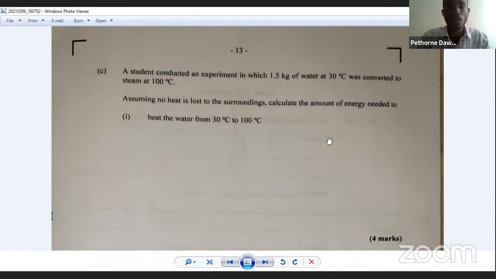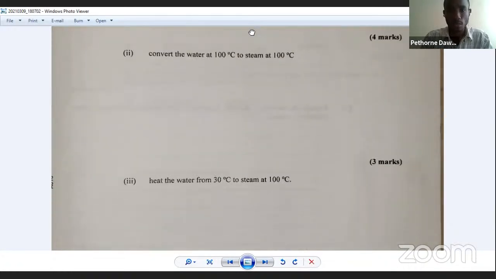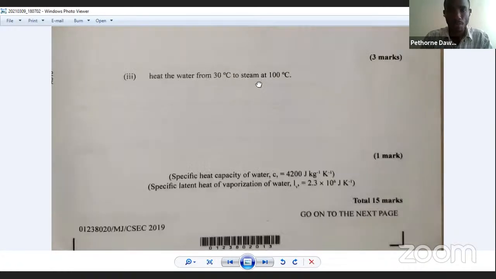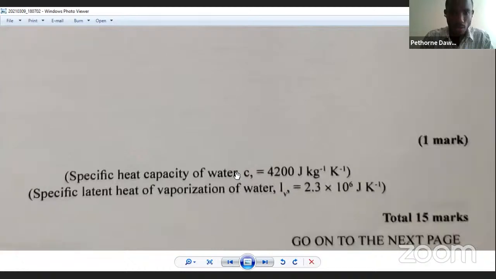Now, the first thing we need to find out is the amount of heat to heat the water from 30 to 100. That involves specific heat capacity. So once you deal with temperature change, then it's specific heat capacity. When you're dealing with heat-related questions, always search, and it's usually at the bottom of the question, always search for constants. And here we have our constants that we need.